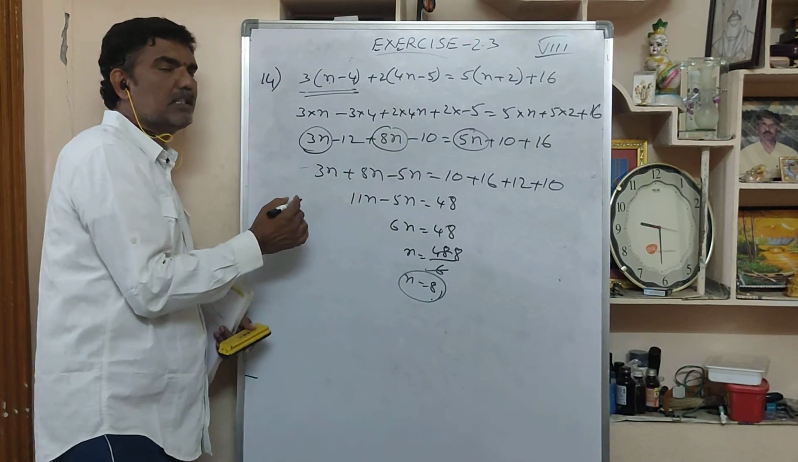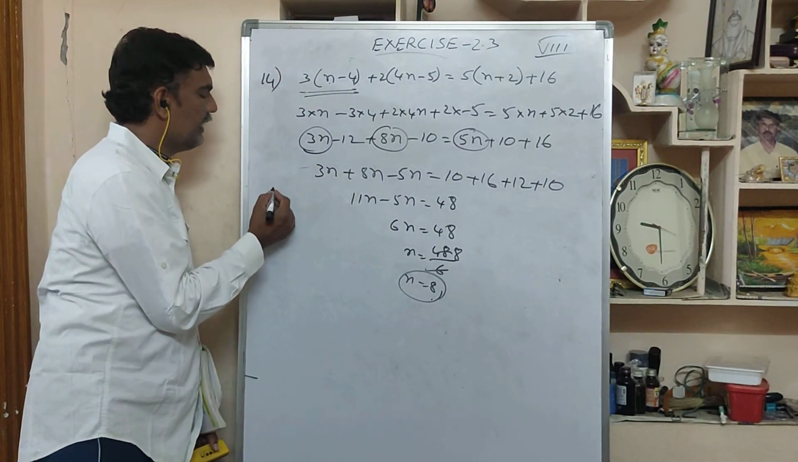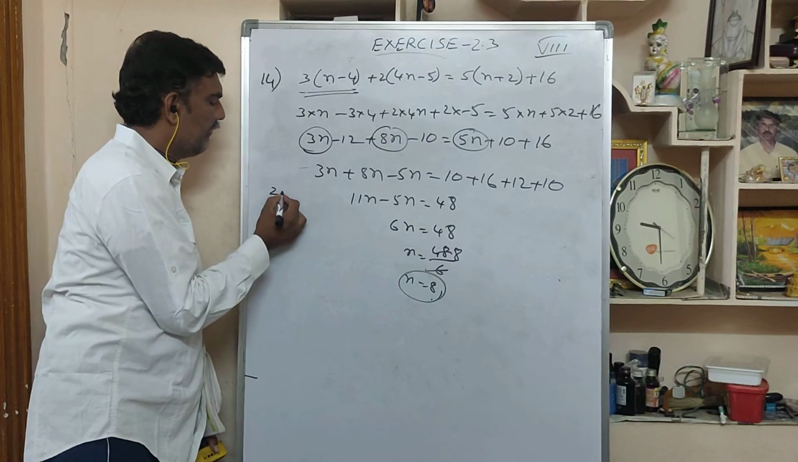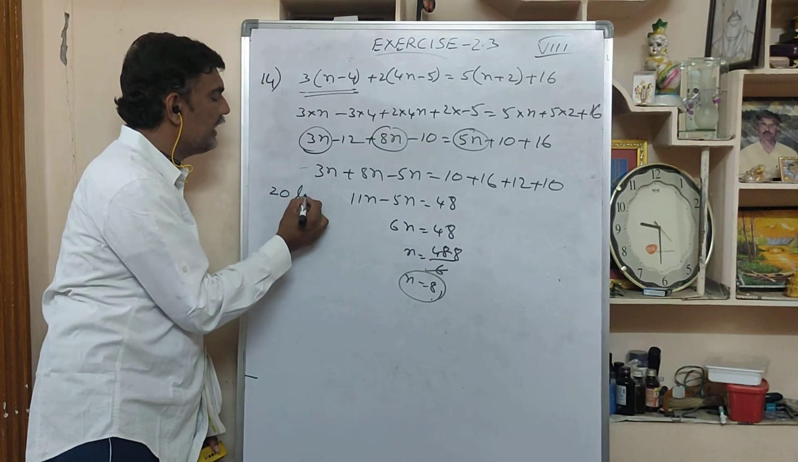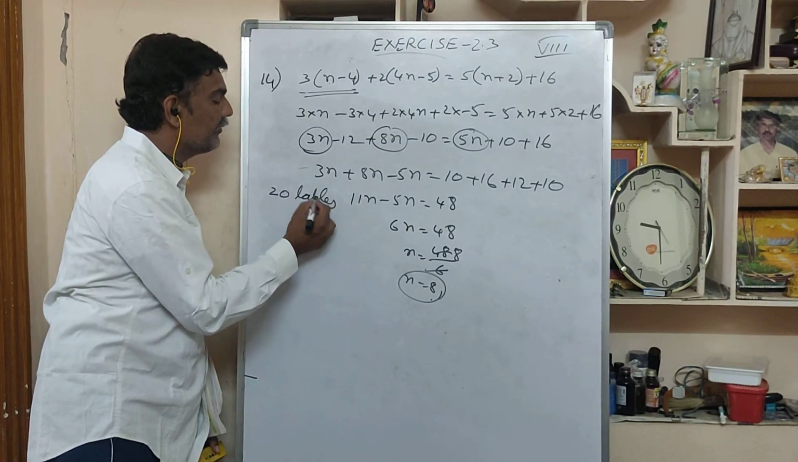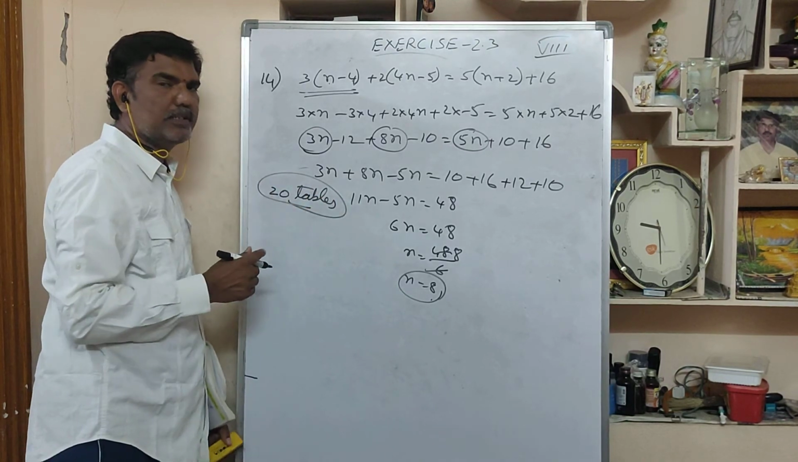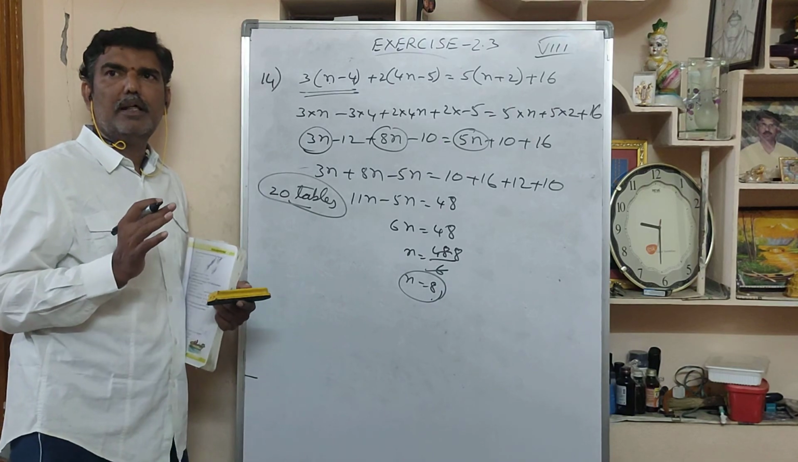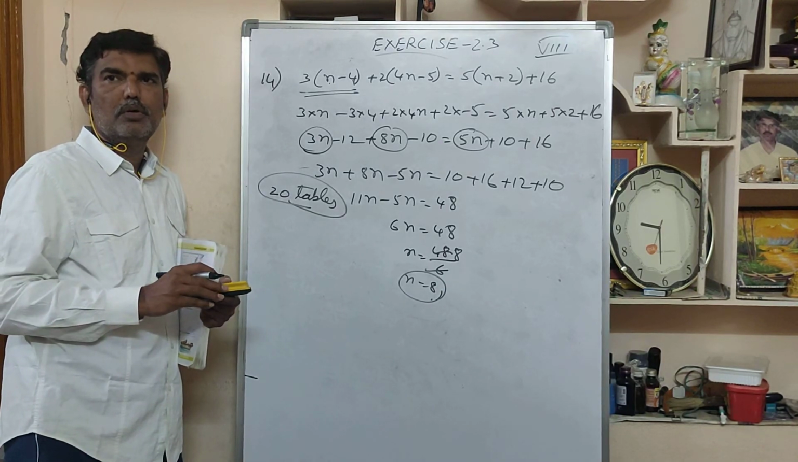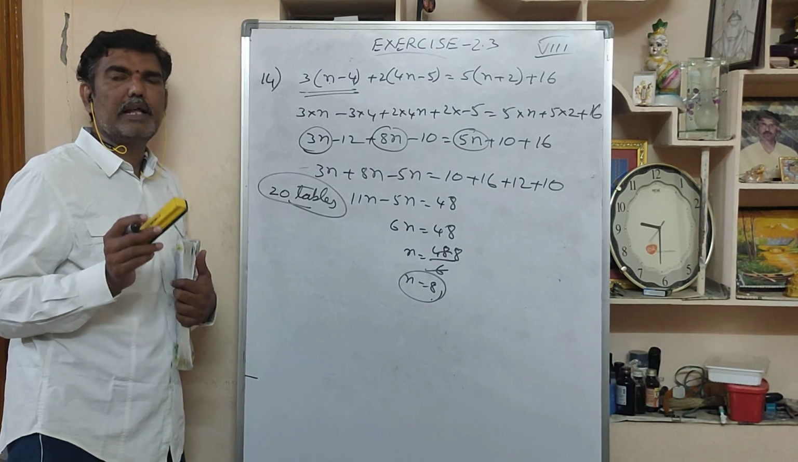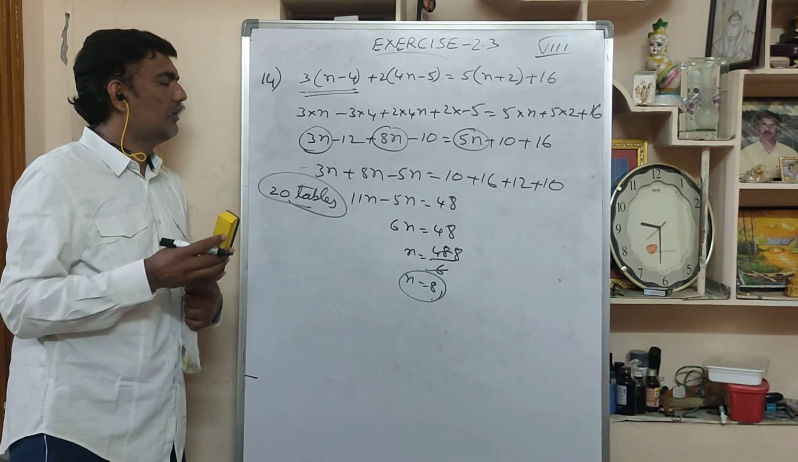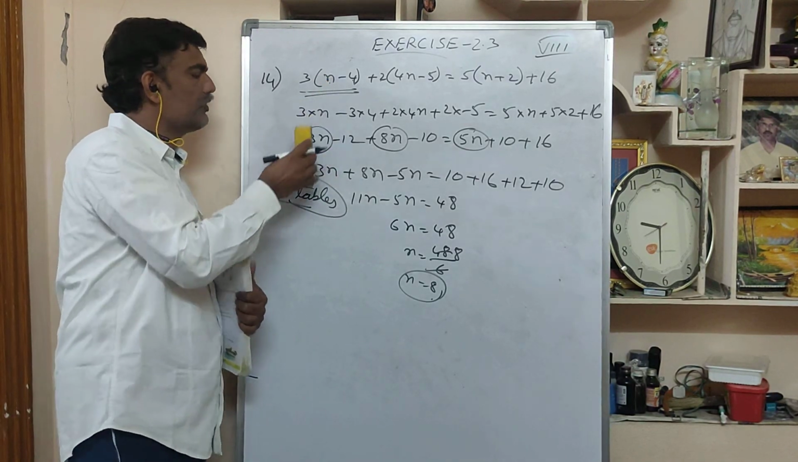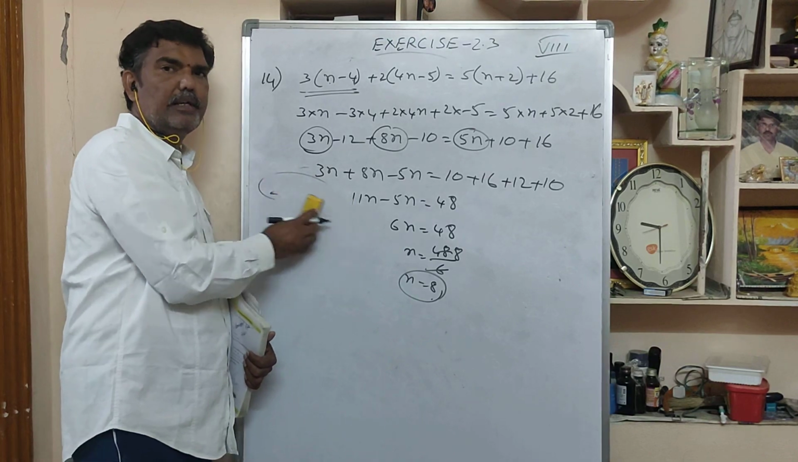To learn these problems, okay, the homework is every student should learn 20 tables perfectly. If we don't know tables 2 to 20, it's very important, and you have to learn tables. Okay. These problems, this exercise 2.3 completed, we will see in the next class. Thank you.